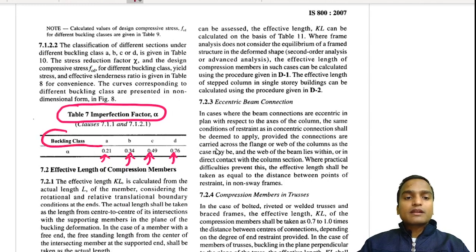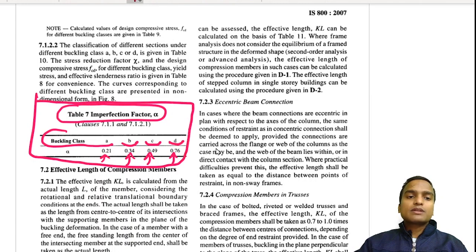Now if my buckling class is A, then the value of alpha is 0.21. For buckling class B, alpha value is 0.34. Buckling class C, alpha value 0.49. Buckling class D, alpha value 0.76. So this table number 7 is very short, and we can look at this table again and again whenever we are doing the analysis of compression member.